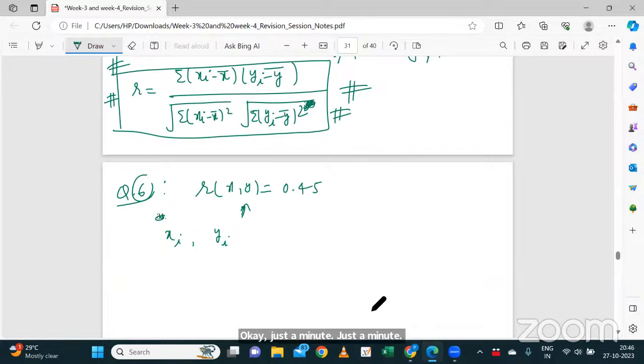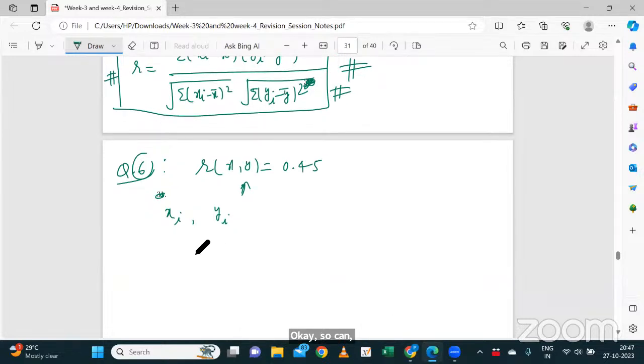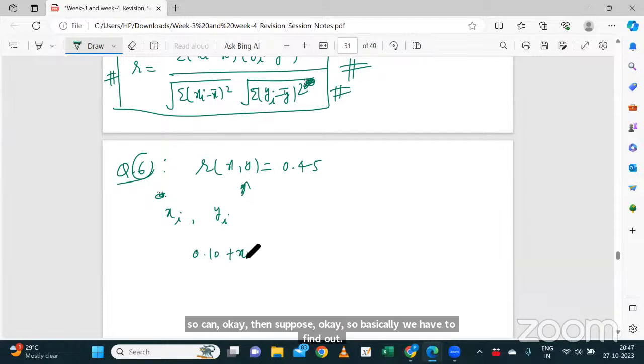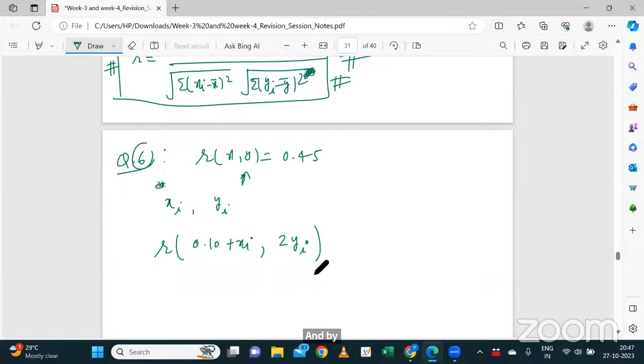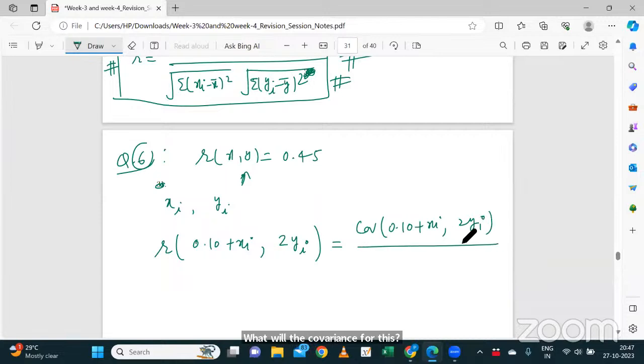So basically we have to find the correlation between 0.10 plus xi and 2 times yi, right? Now tell me, what will be the covariance for this? Covariance does not change, sir. See, be careful if you are saying something. What about the standard deviation of 0.10 plus xi, and what about the standard deviation of 2yi?